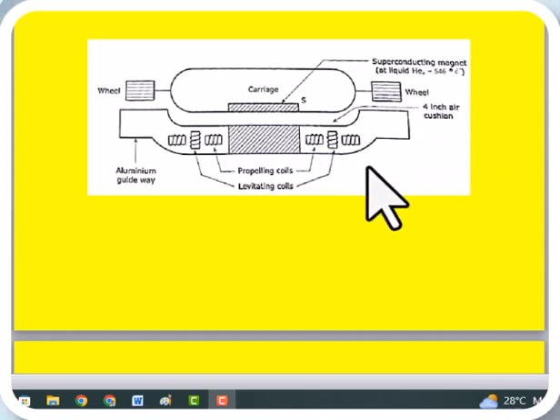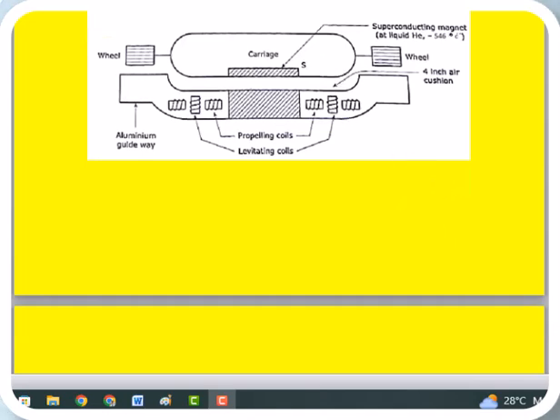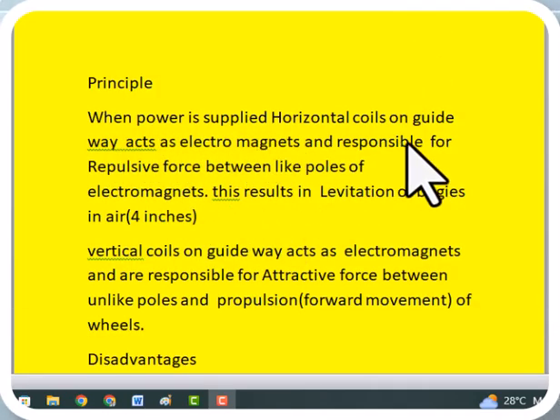Coming to the operation or principle, when power is supplied to the horizontal coils and guideway, they act like electromagnets and are responsible for repulsive force between the like poles of the electromagnets. This results in levitation of the bogies in the air, that is 4 inches from the ground. Whereas vertical coils on the guideway act as electromagnets and are responsible for attractive force between the unlike poles, and propulsion of wheels happens, that is forward movement of the train.